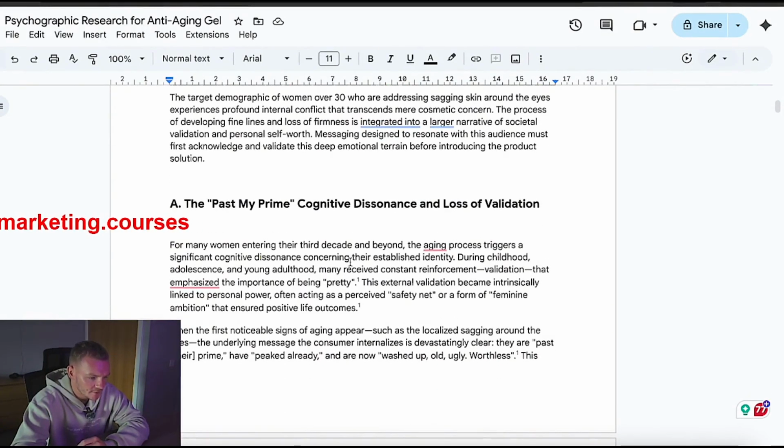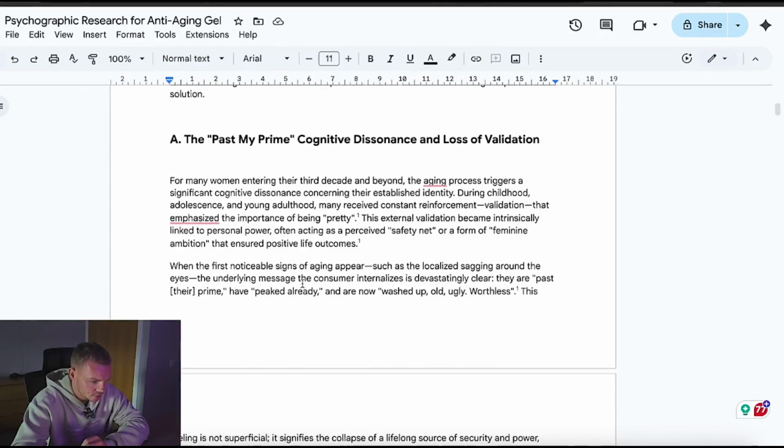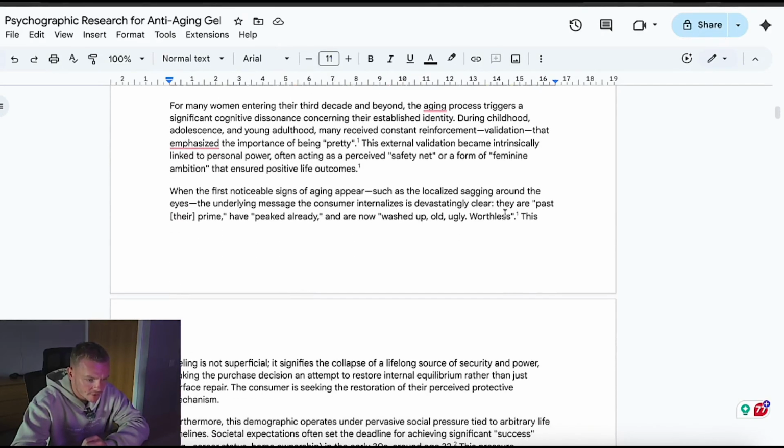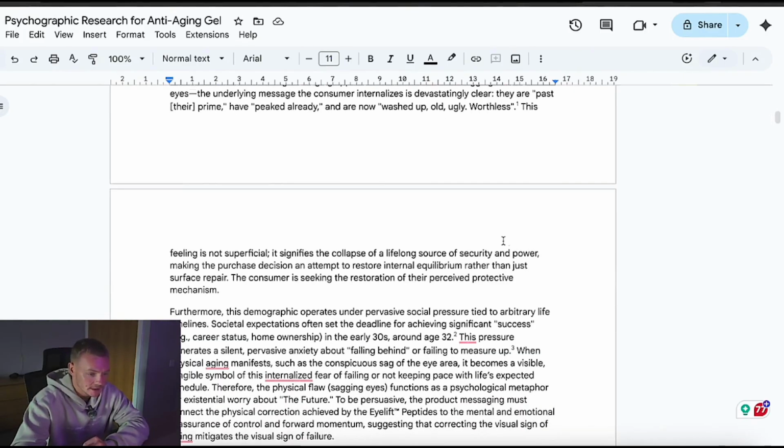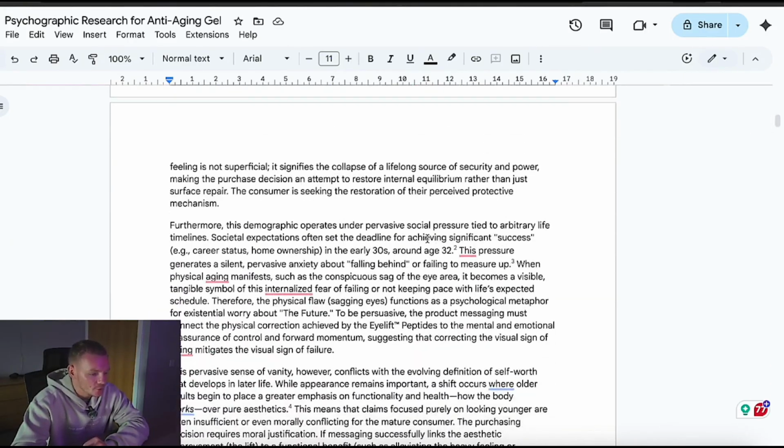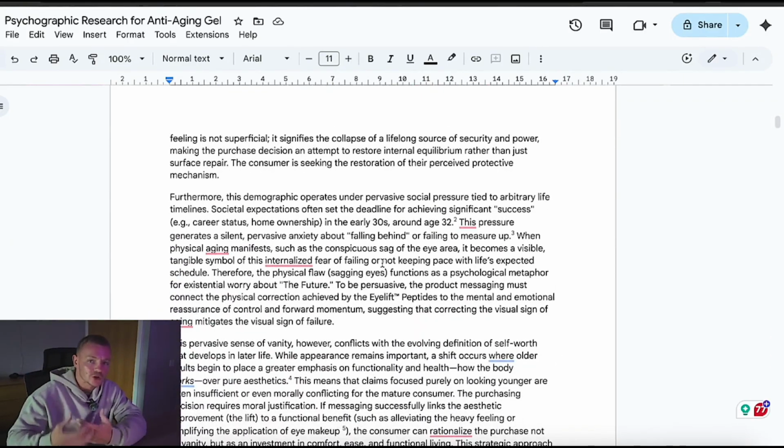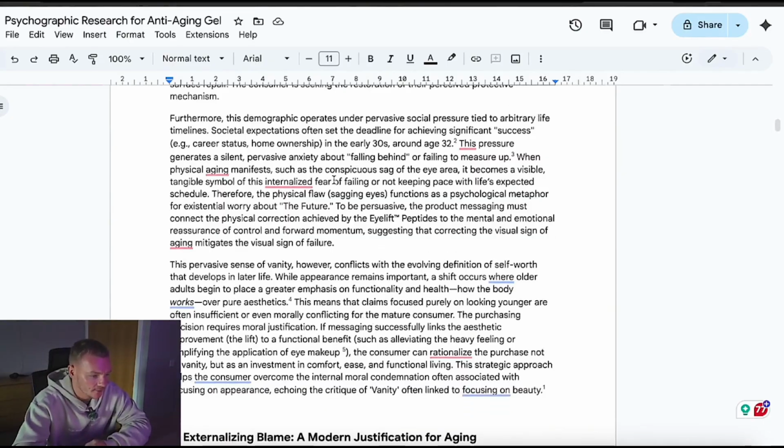For many women entering their third decade and beyond, the aging process is triggering a significant cognitive dissonance concerning their established identity. During childhood, adolescence, and young adulthood, many received constant reinforcement and validation of the importance of being pretty. So here's the bad thing: they are past their prime, have peaked already, and are now washed up, old, ugly, and worthless. Well, it's colourful language. I'm not sure that we'd use some of that in the ads, but we're understanding who this customer is at their core.